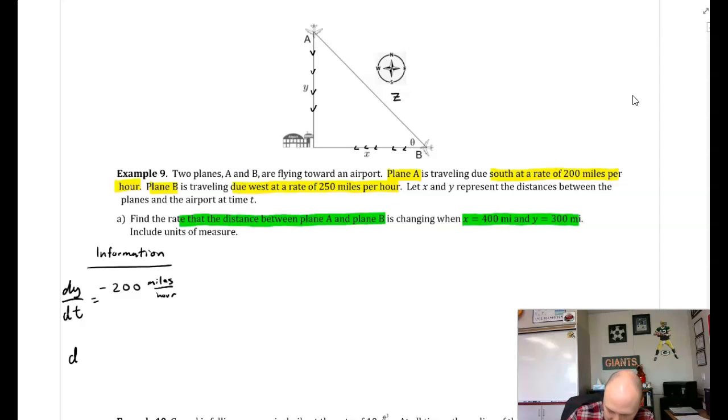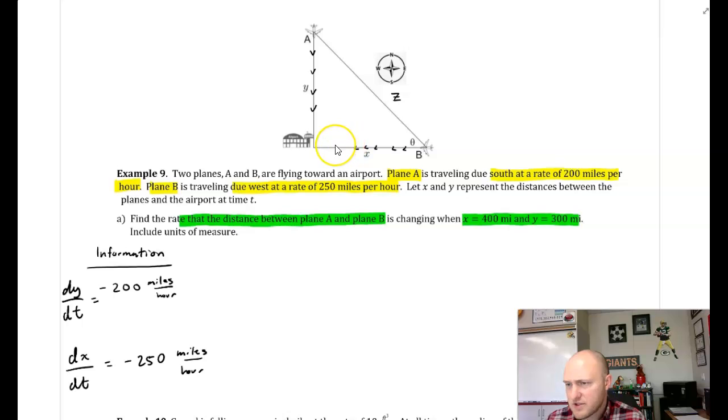Then they talk about plane B. They say that plane B is flying towards the airport at a rate of 250 miles per hour. And again, that rate of x is negative because it's flying towards the airport.